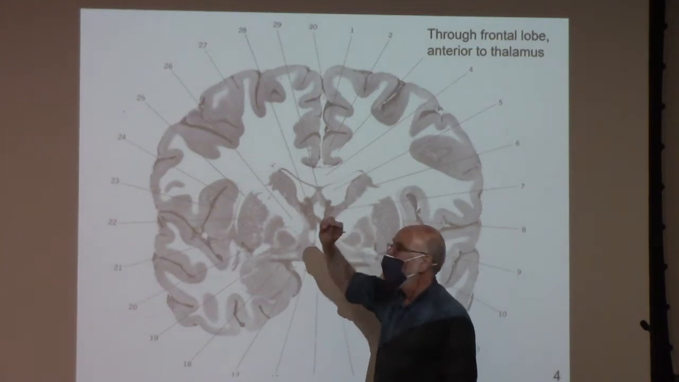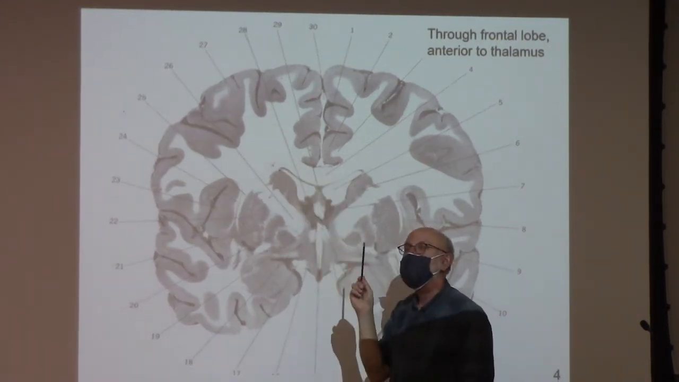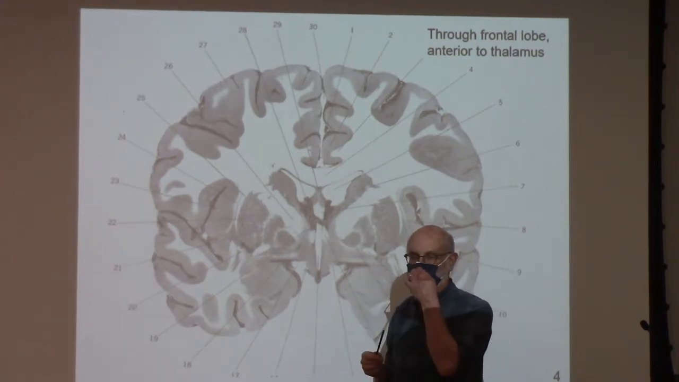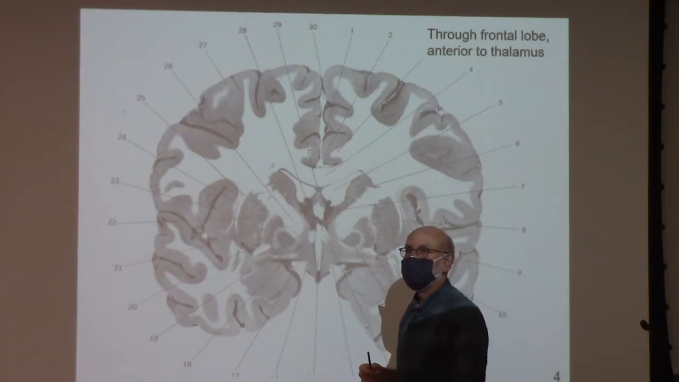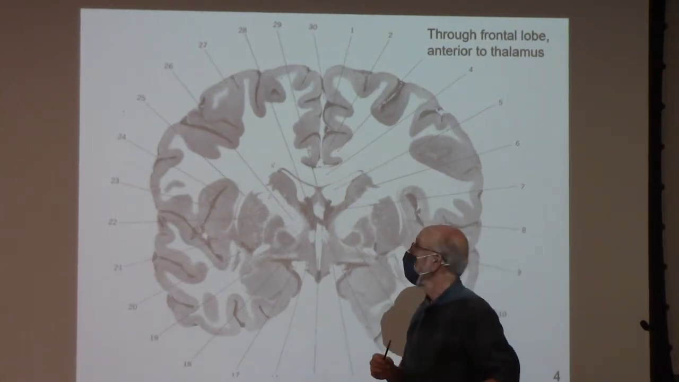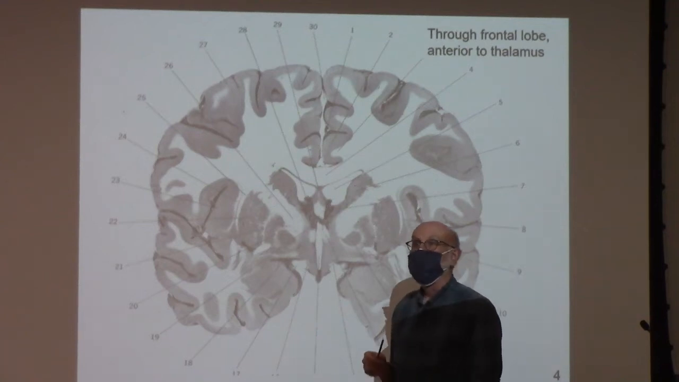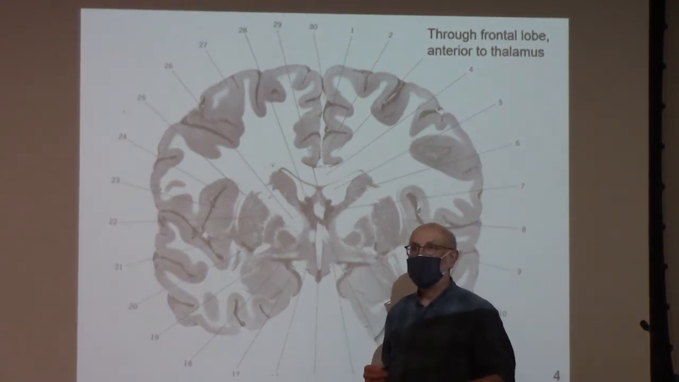Here's an easy one, Jenna. What's the name of this stuff? White matter. Why is it white? What's the name of the material that makes it white? Myelin. You knew that from the quiz, but that's why it's white. It's myelinated and unmyelinated axons are in the white matter.